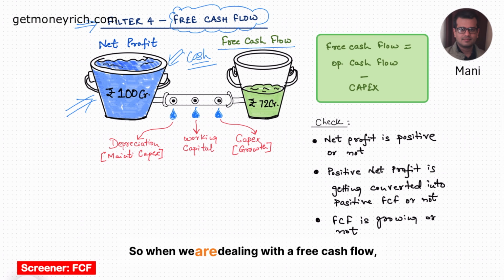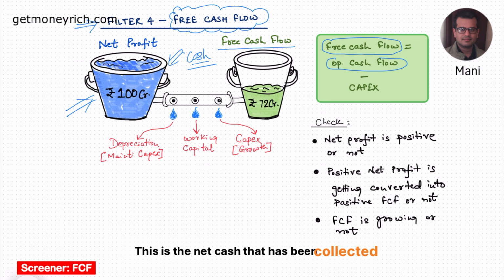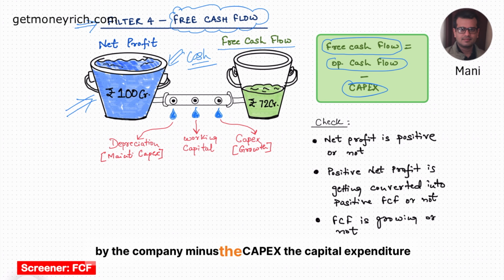So when we are dealing with free cash flow, what we are talking about is, free cash flow is equal to operating cash flow, which is the net cash that has been collected by the company, minus the capex, the capital expenditure that the company needs to undertake to grow its business to a reasonable level.